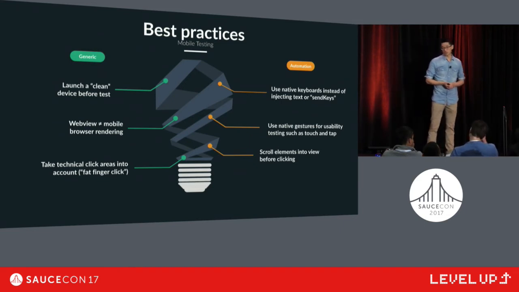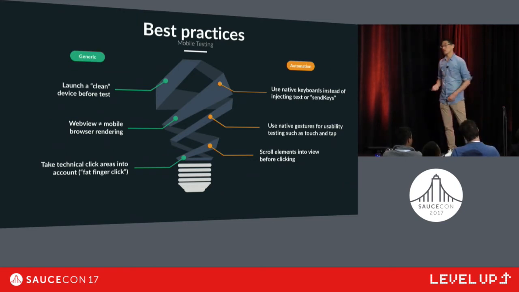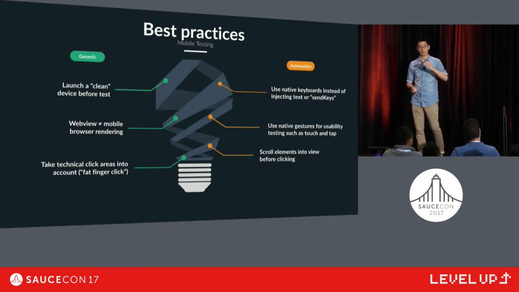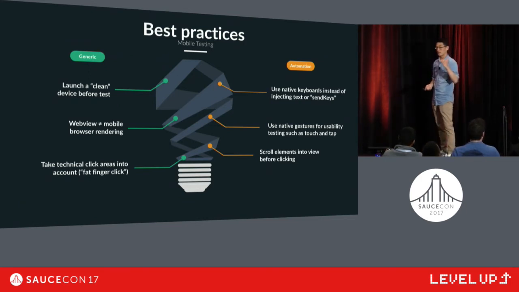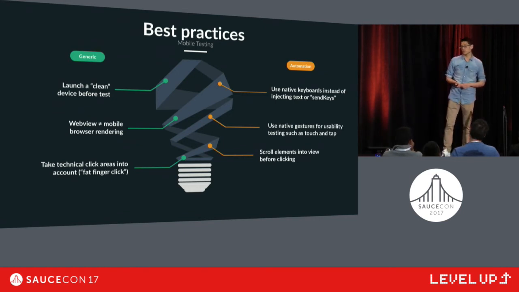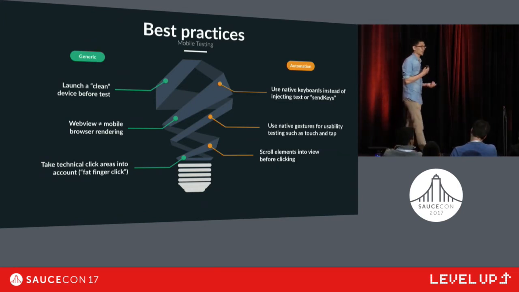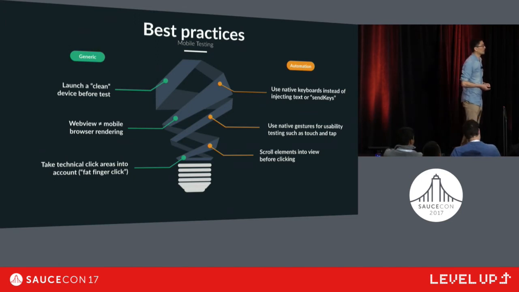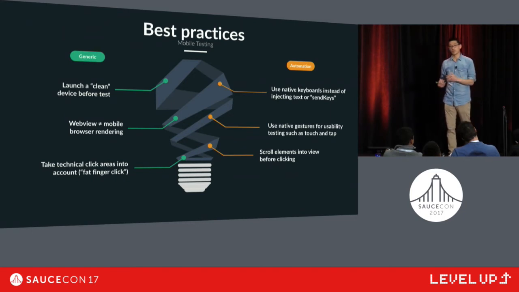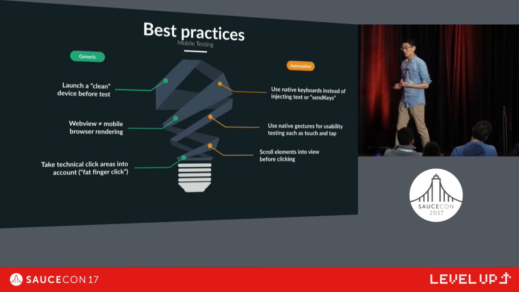For automation, some more from a usability point of view: use native keyboards. So does the right keyboard pop up? Maybe a numeric keyboard. Can you still scroll your page when it's shown? So do that instead of injecting text or send keys, because that's just closer to the actual user experience. Native gestures for usability, so touch and tap, focus on that. Also elements, scroll them into view before clicking. The end user has more possibilities on browsers to scroll. On mobile, they're more limited, so you have to make sure they're actually clickable in the view.